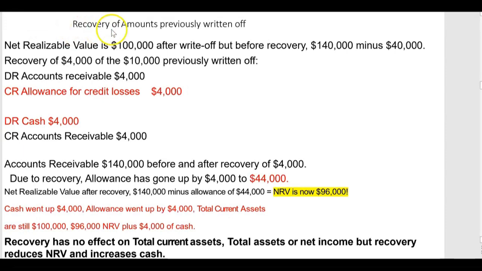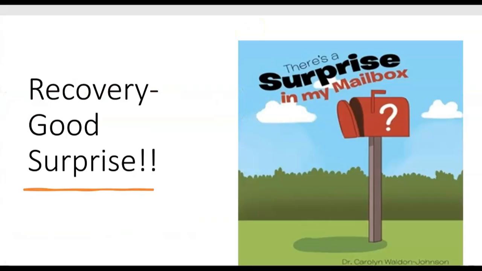What about recovery, though, of amounts previously written off? What's better than going to the mailbox and getting a good surprise? So that customer who you wrote off, all of a sudden, the bankruptcy trustee found some money and sent your business a check. That's great news. That's cash where you never expected it. But how do you account for it?